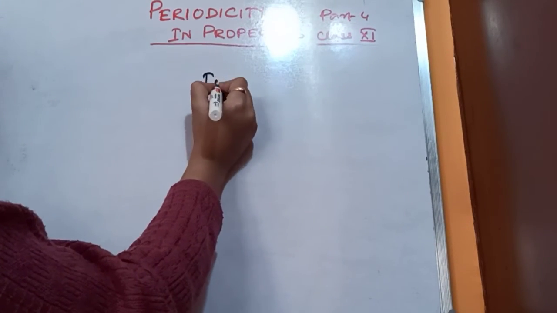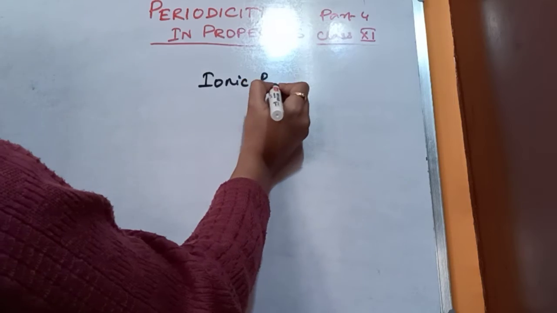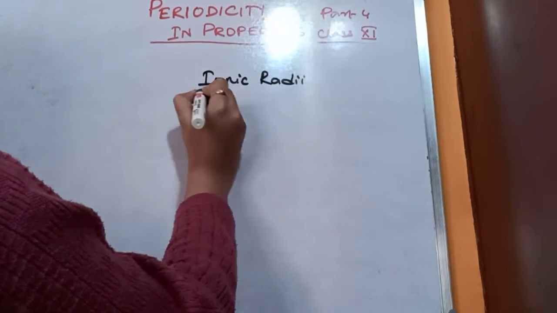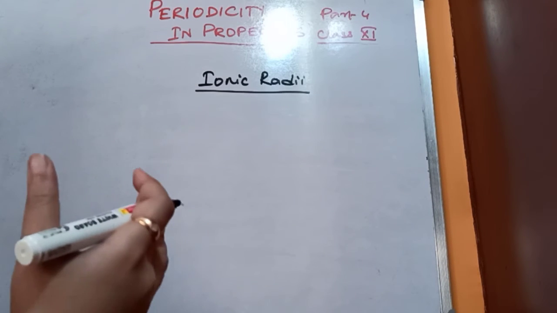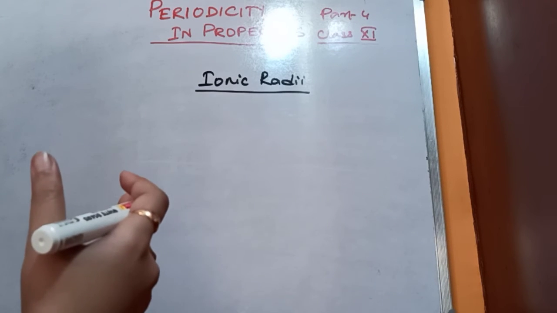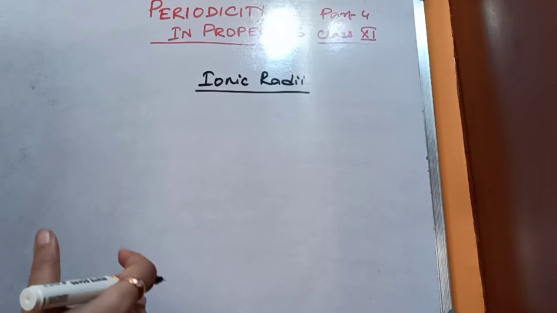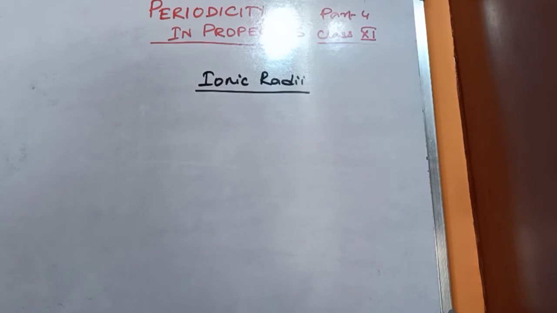Now I will come to ionic radii. Here in ionic radii, you know the definition: the distance between the nucleus and the outermost electron cloud, that is the ionic radii. I won't go into the definition again and again. Now I will come to certain valid points.